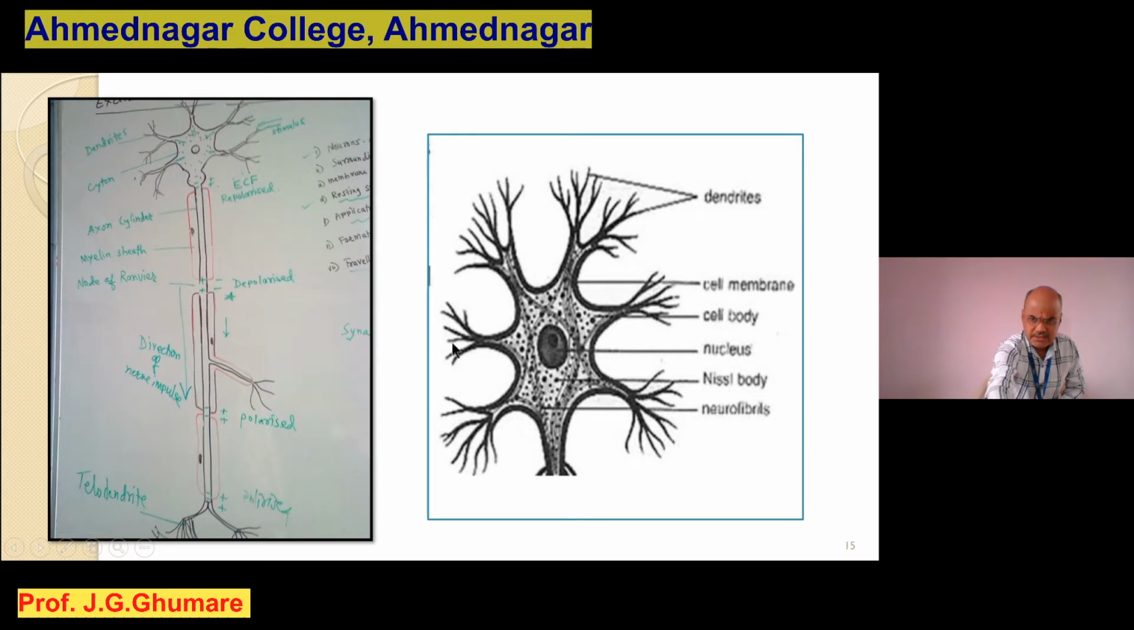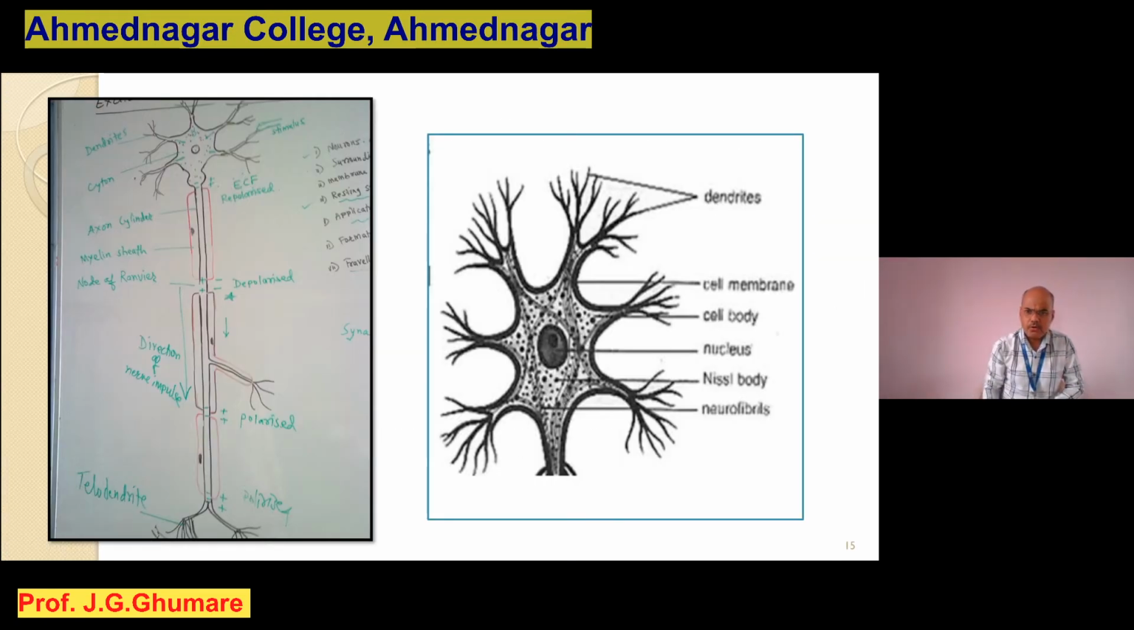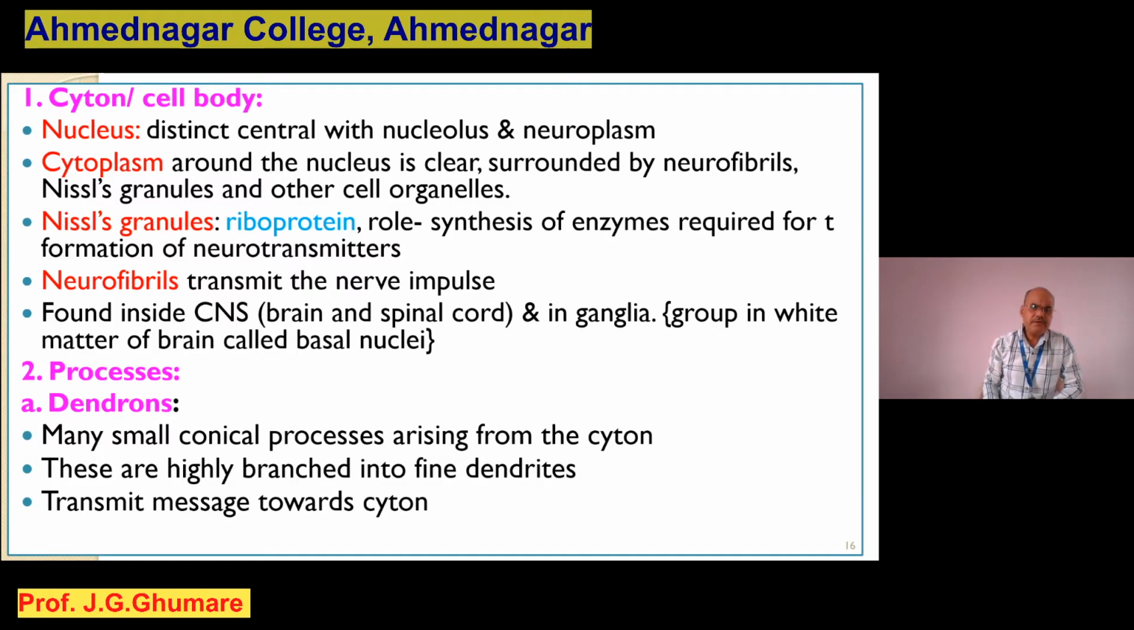Remember, this is the cell body. The cell body contains, main and important, the nucleus in the center, and then we have thread-like fibers present here, which are called neurofibrils. Your cytoplasm here is called neuroplasm. This is the cell body, and in addition to that we have special types of granules present here. These granules are called Nissl's granules. One by one we'll study. The first is called the cell body, we call it a cyton.